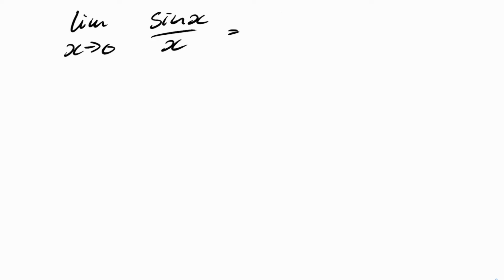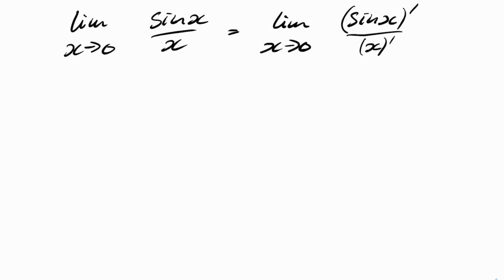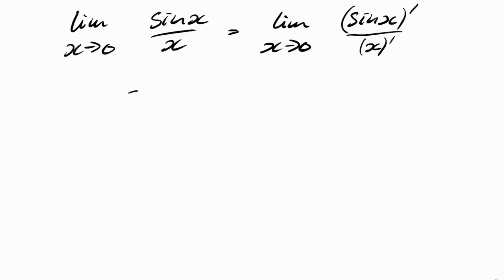So what I do is I write, this is the limit as x tends to 0 of the derivative of sine x over the derivative of x. Note that it's not the derivative of the whole function. So I differentiate the numerator, which gives cos x, the derivative of the denominator gives 1, and this is a perfectly well-defined limit as x tends to 0, which is just 1.